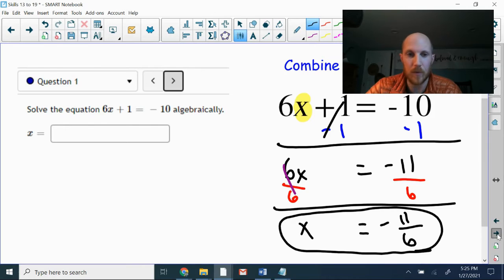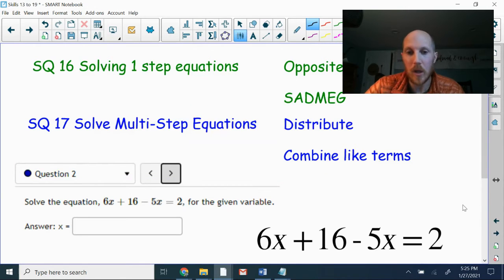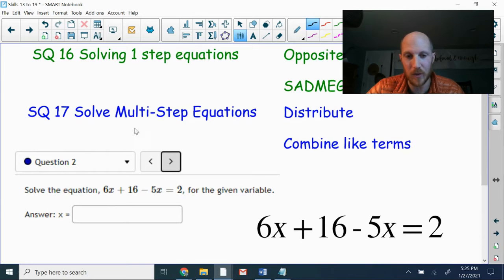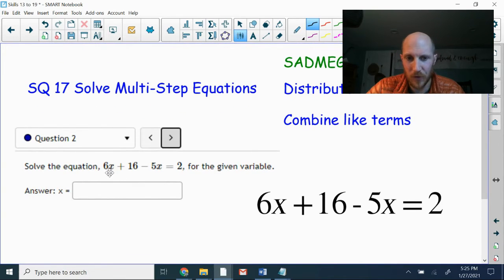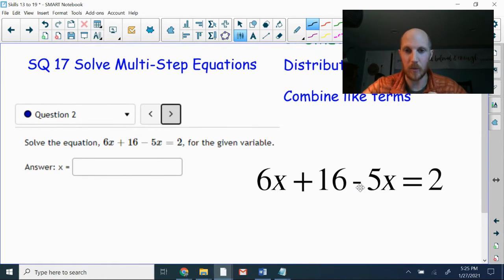So -11/6. Okay, question 2. We're looking at the same thing, some more steps involved this time, but still solving for x. And so our equation is 6x plus 16 minus 5x equals 2, and I've got that written over here. So this time I've got multiple steps. Distribution doesn't show up, but combining like terms will.